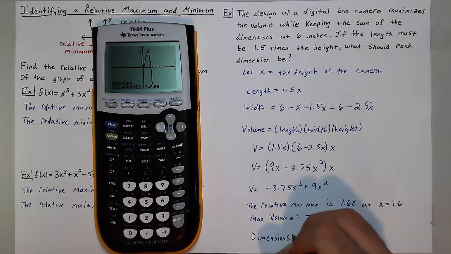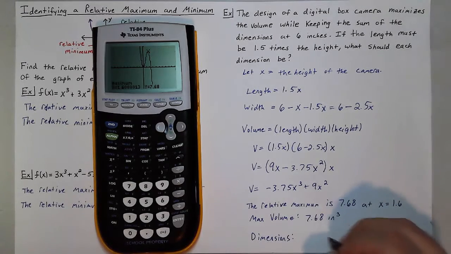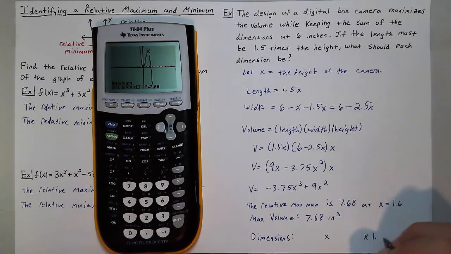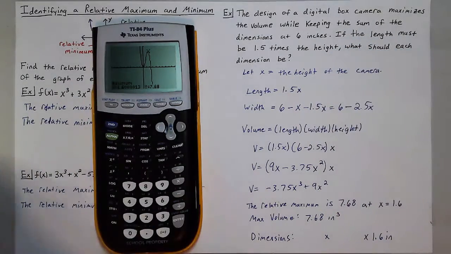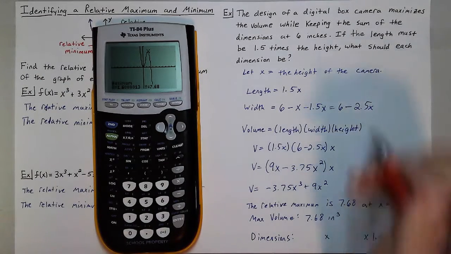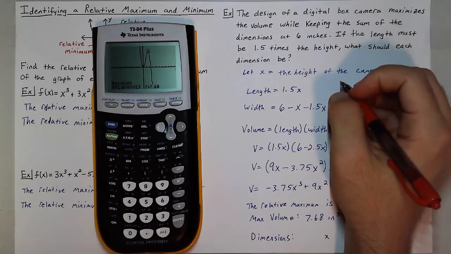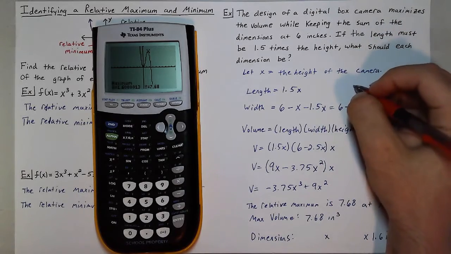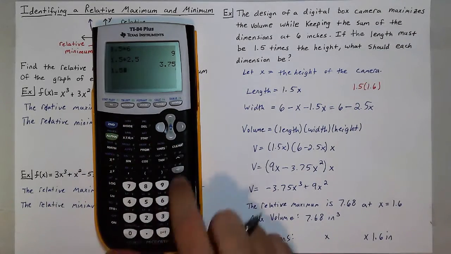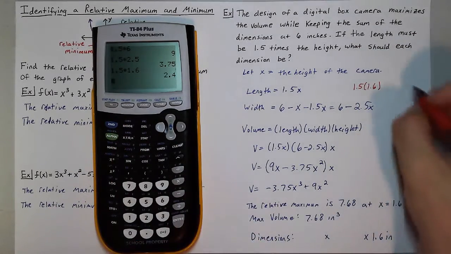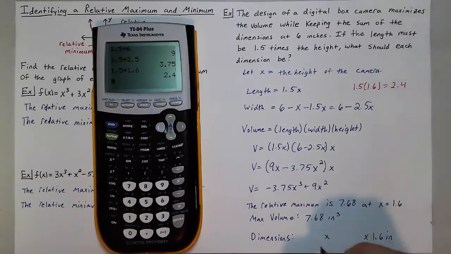So what I'll have to do now is, I know what the height should be, but I want to find all the dimensions to make this happen. The height will be 1.6 inches, but I want to find out what the length and the width will be as well. So to find that, I'll take 1.6 and I'll plug it into my length and width equations. So I'll do 1.5 times 1.6, which is 2.4. So the length will be 2.4 inches.